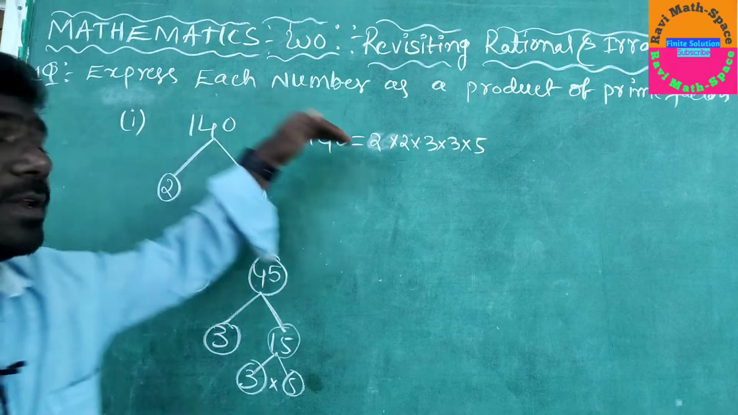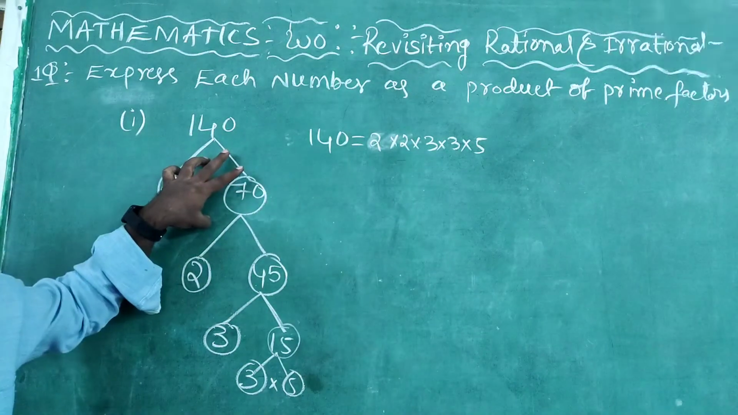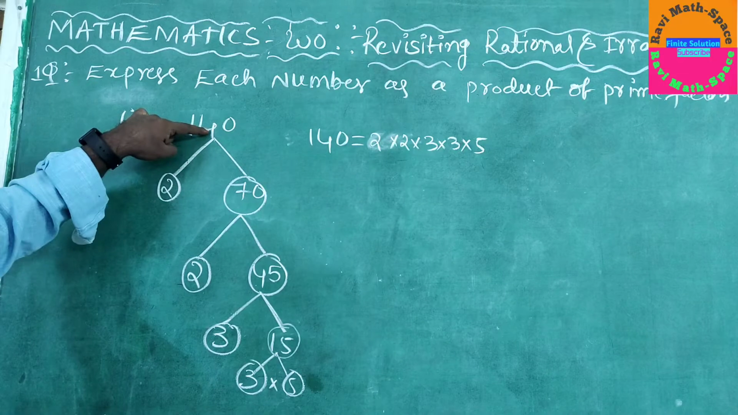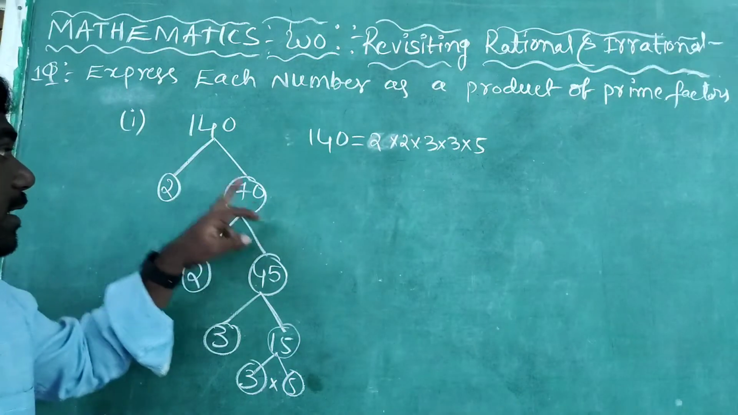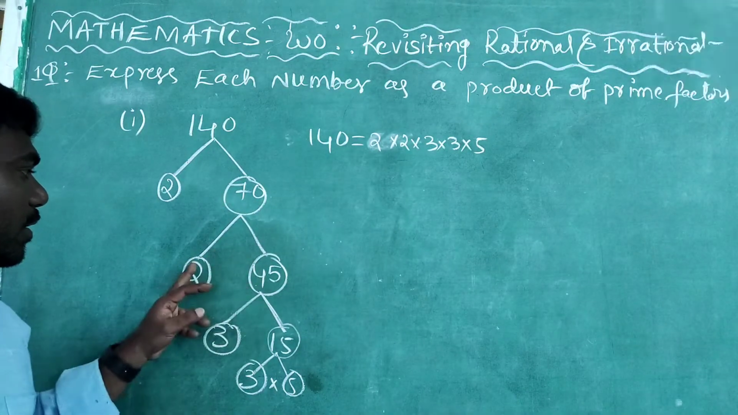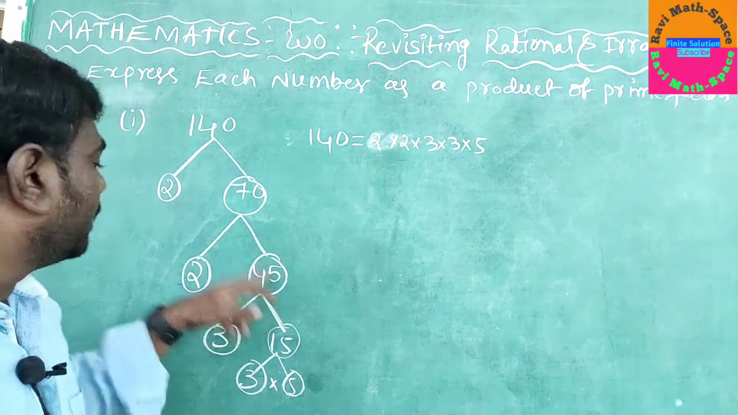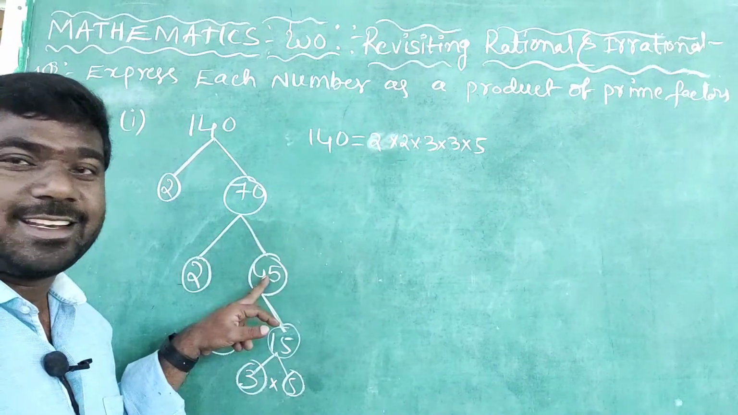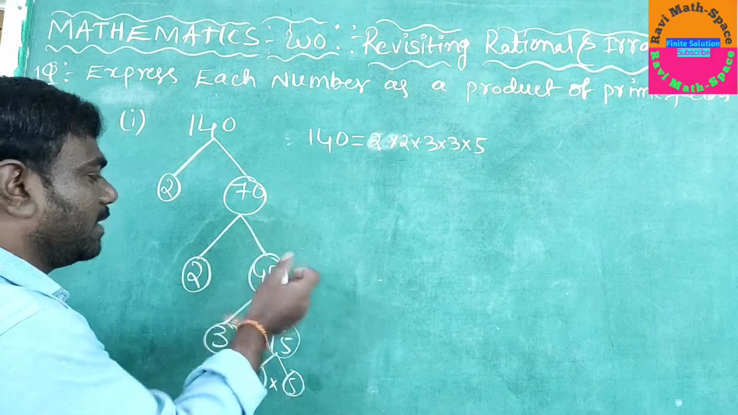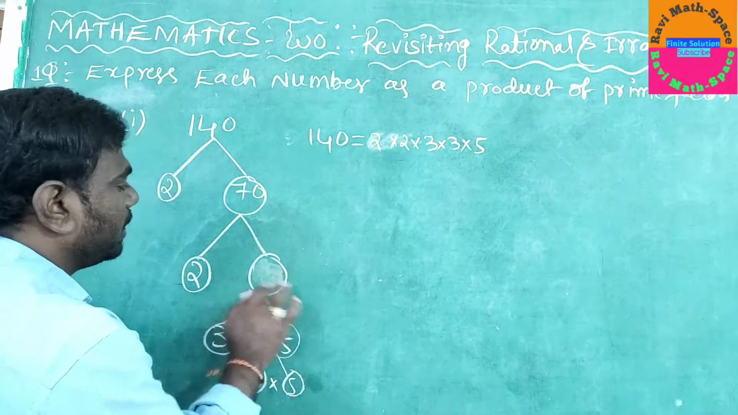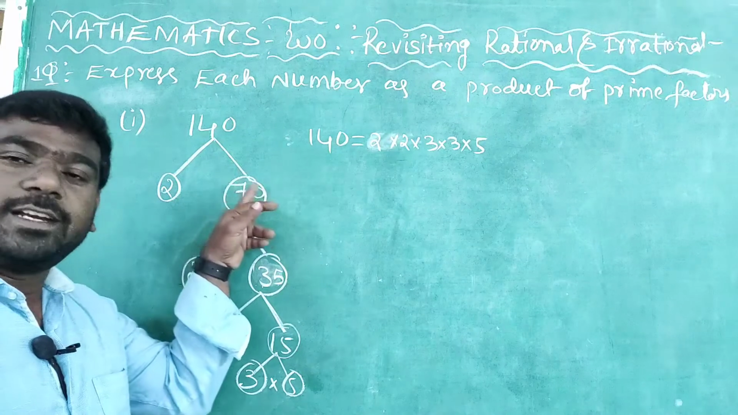We have to represent this number as a product of prime factors by using the factor tree method. So 140 we can represent as 2 into 70. After that, 70 I can represent as 2 into 35. But in the previous video I wrote 2 into 45. Please rectify this mistake. Actually here we should get 35. 2 times 35 is 70.